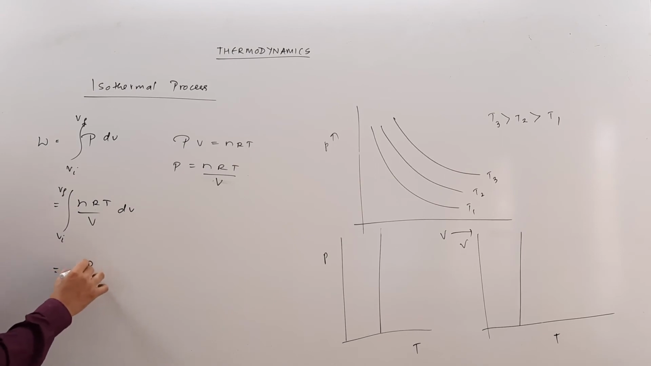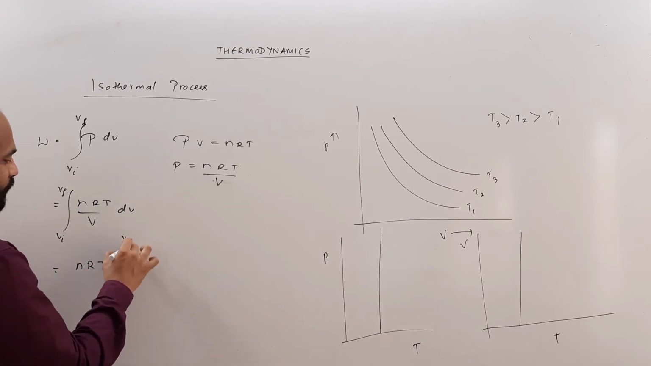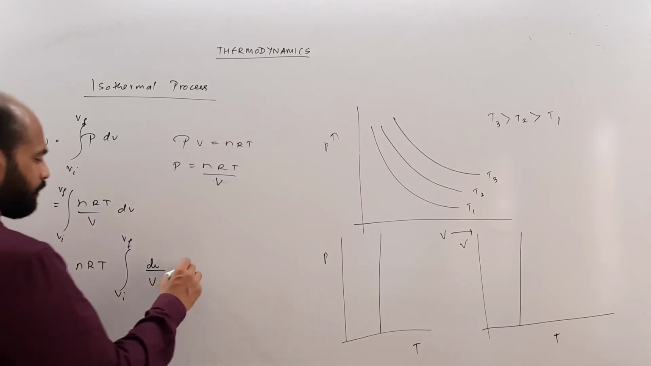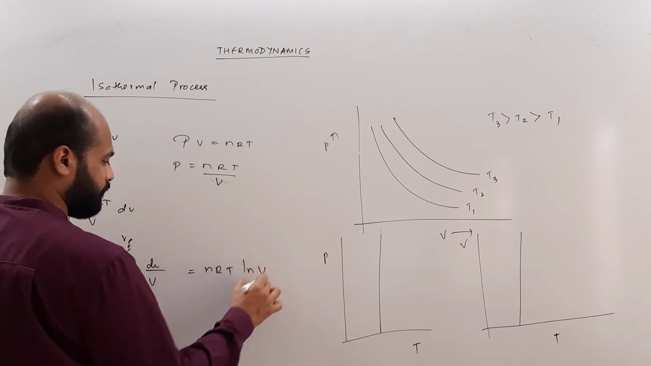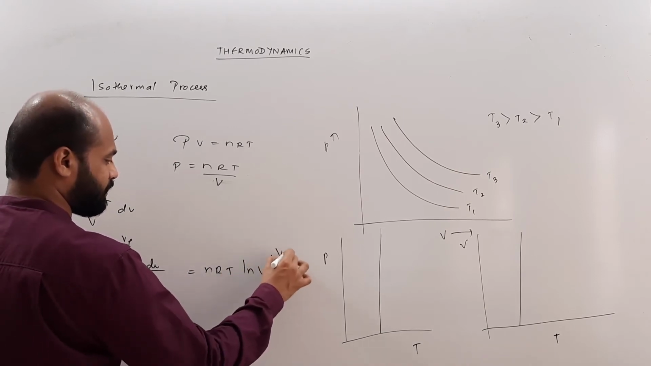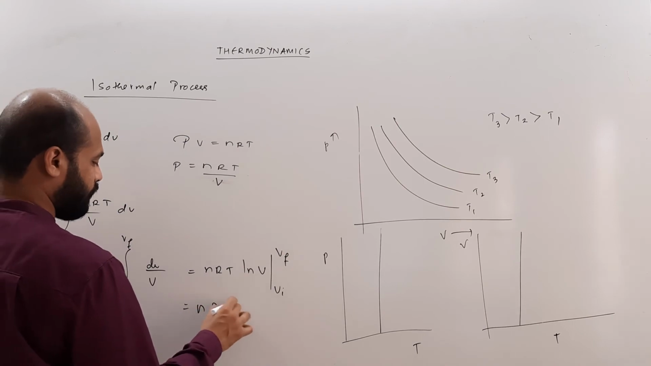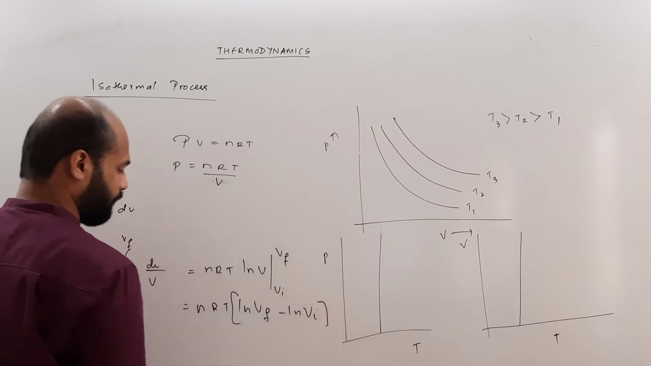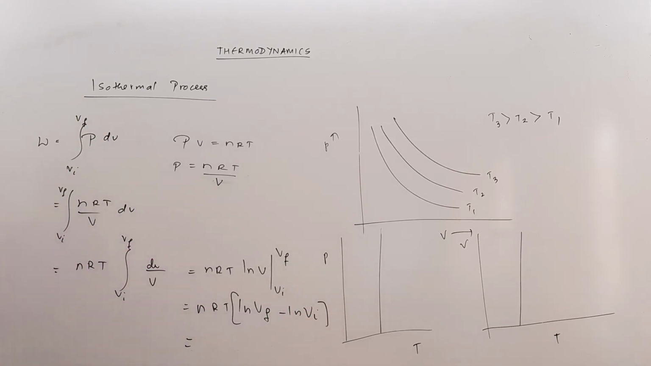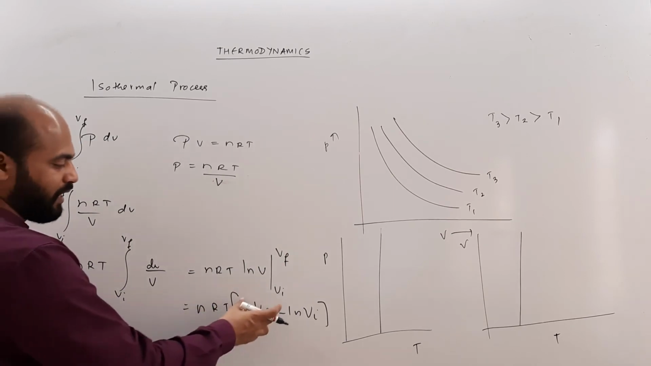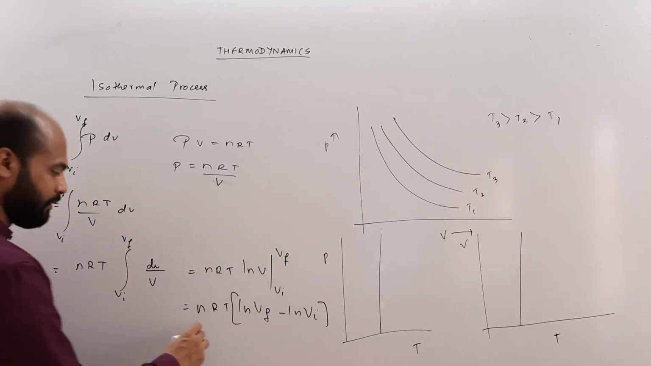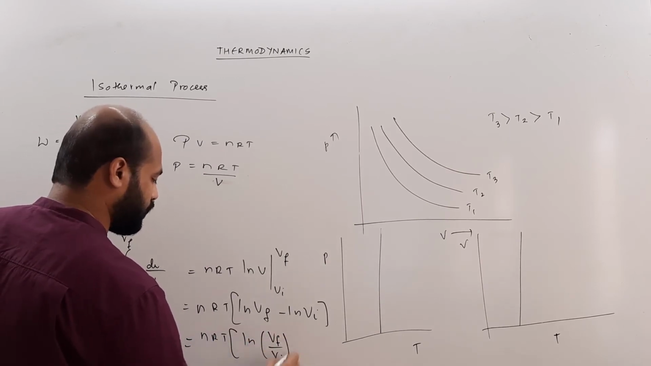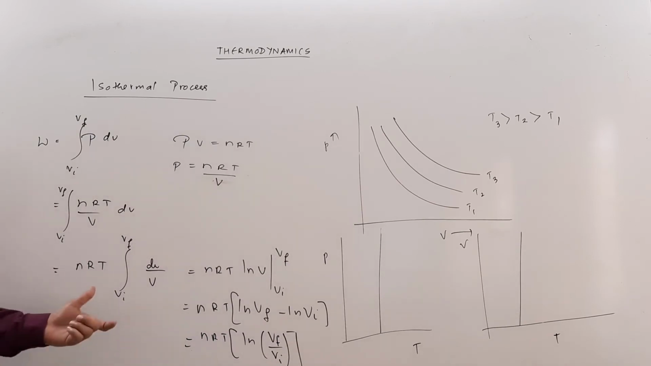So nRT, being a constant, is taken out, and then from V initial to V final we have dV by V. Now the integration of this is going to be ln V, and these are the limits. After we substitute, we get ln of V final minus ln of V initial. Using the properties of log, you know that ln A minus ln B is the same as ln of A by B. So we can write this as nRT ln of V final by V initial. This is one expression.